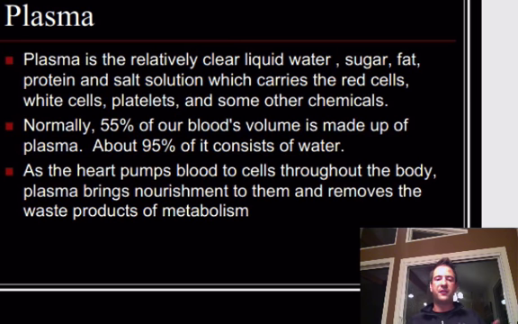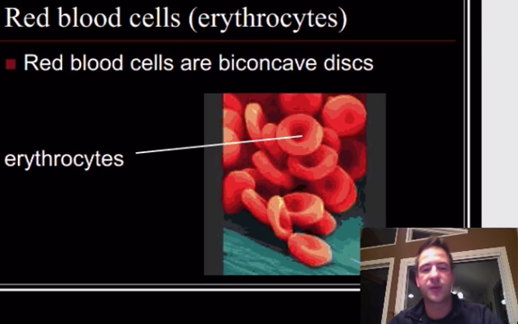So usually plasma is about 55% of the blood's volume, and about 95% of this plasma, this liquid, is made of water. The rest of it, the sugars, fats, protein, salt solution, is about 5% or so. Basically, as the heart pumps the blood to the cells throughout the body, the plasma brings nourishment to them and then removes the waste products of metabolism. So when we're burning food in metabolism and such, it's going to get rid of those wastes.